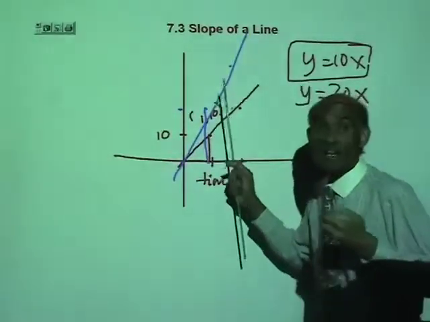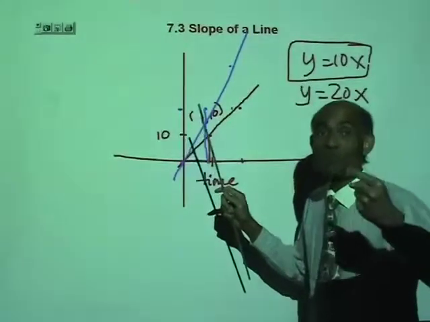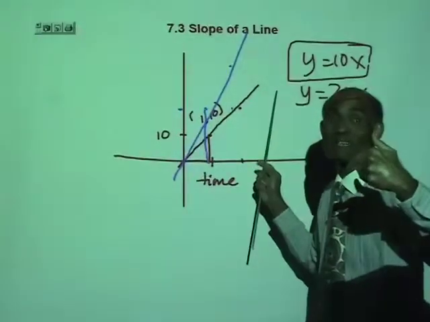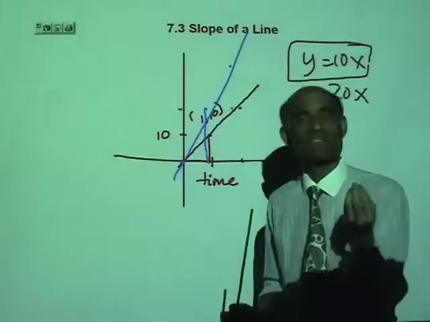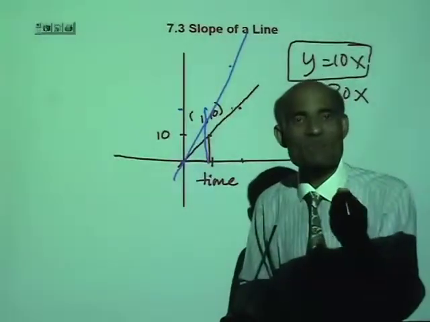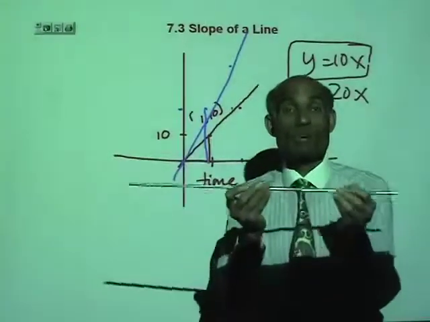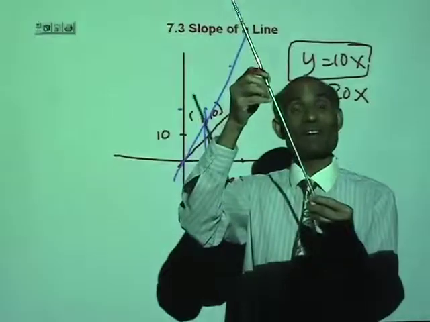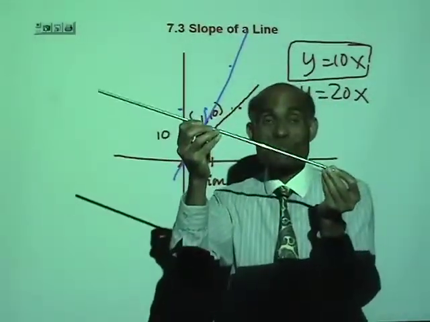In the blue line, at every 1 hour, the money increases by $20. The rate of increase is 20. So what does slope actually represent? Slope actually represents a rate of change. If the rate of change is greater, the slope is greater. If the rate of change is small, the slope is small.